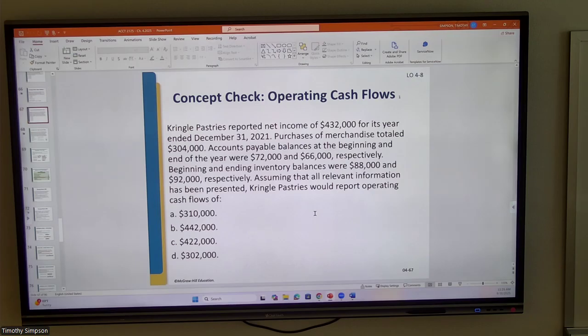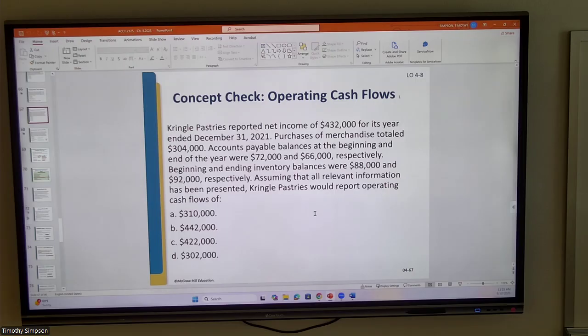All right, let's take another example and talk about what's happening with operating cash flow. So we have Crinkle Pastries, which reported net income of 432,000 for its year ended December 31st, 2021. Purchases totaled 304,000. Accounts payable balances at the beginning and end of the year were 72,000 and 66,000. So remember, this is obviously going to be a change in cash of 6,000, right? Beginning and ending inventory balances were 88,000 and 92,000. Assuming that all relevant information is presented, Crinkle Pastry would report operating cash flows of what?